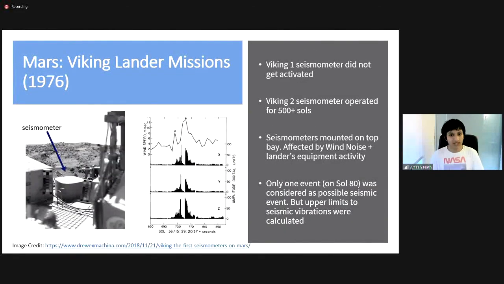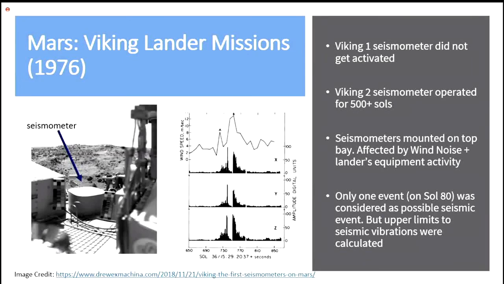All right, enough about the moon. Let's talk about Mars, the red planet. The first seismometers that were placed on Mars were in the Viking landers, Viking 1 and Viking 2. Now, they both had seismometers, but unfortunately, Viking 1's seismometer did not activate, but Viking 2's seismometer did.